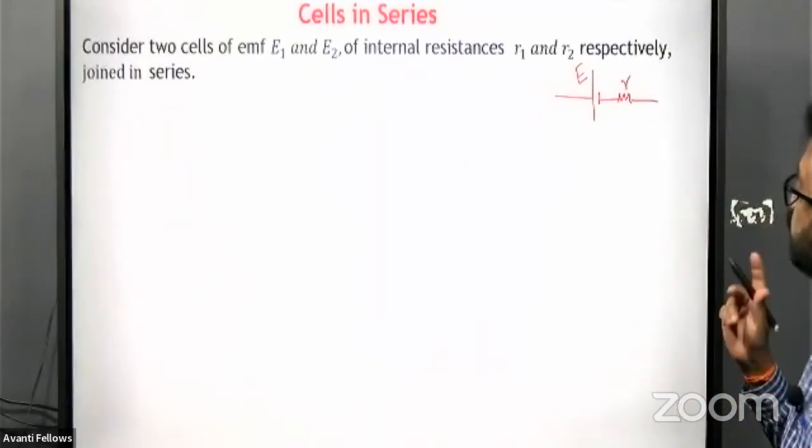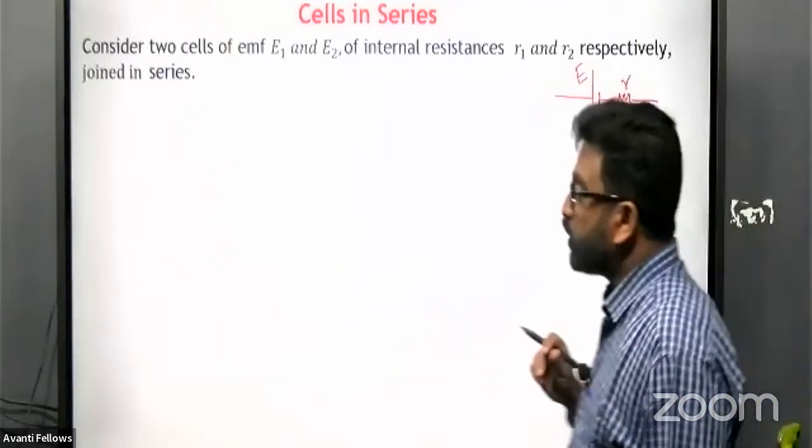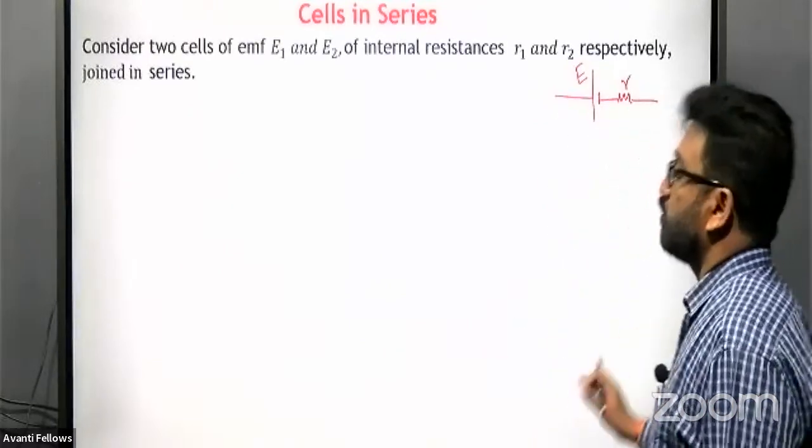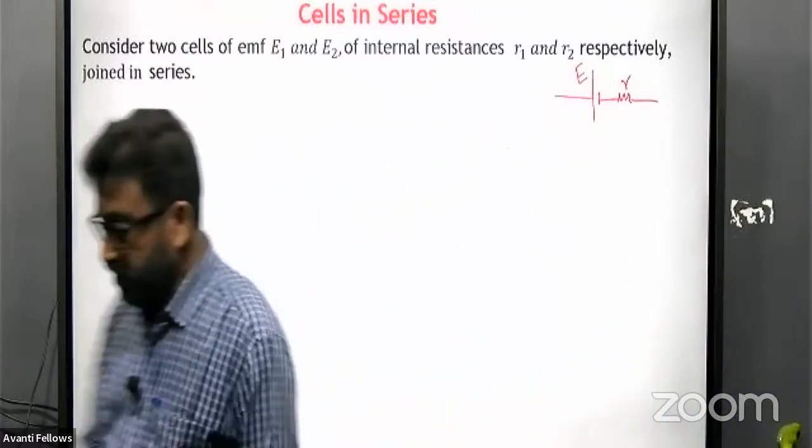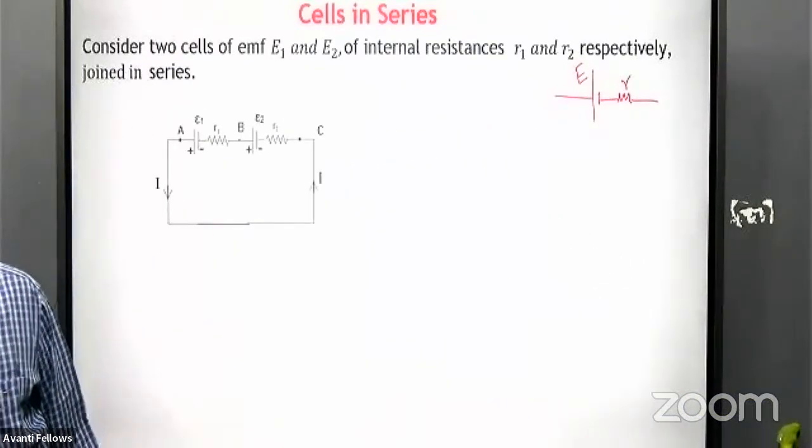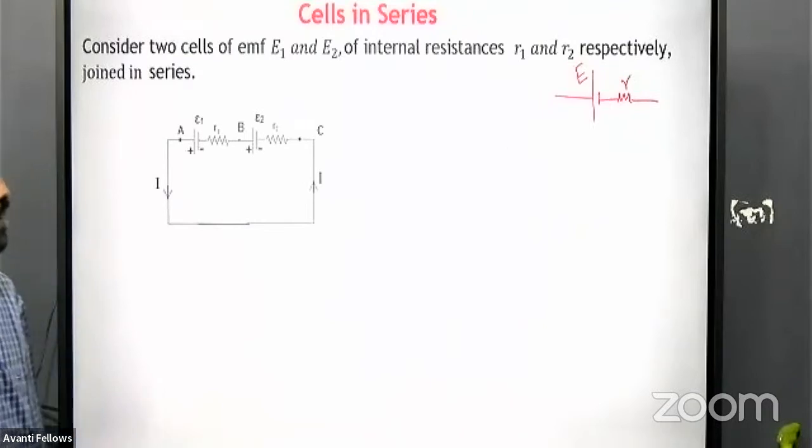Okay, so there are two cells E1 and E2, with internal resistances R1 and R2 respectively. They are joined in series. Let's see what happens. Two cells are there, E1, E2, with internal resistance R1 and R2. They are joined in series.